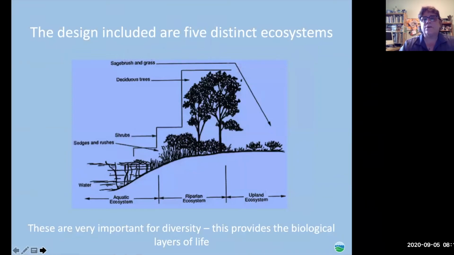The design included 5 very distinct ecosystems. And people think, okay, is that really that important to have that? It is, because of diversity, and it provides for that biological layers of life. It also provides for survival of species.